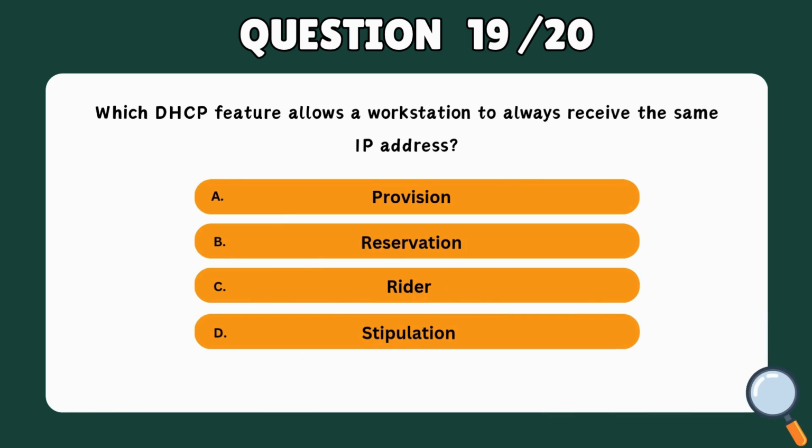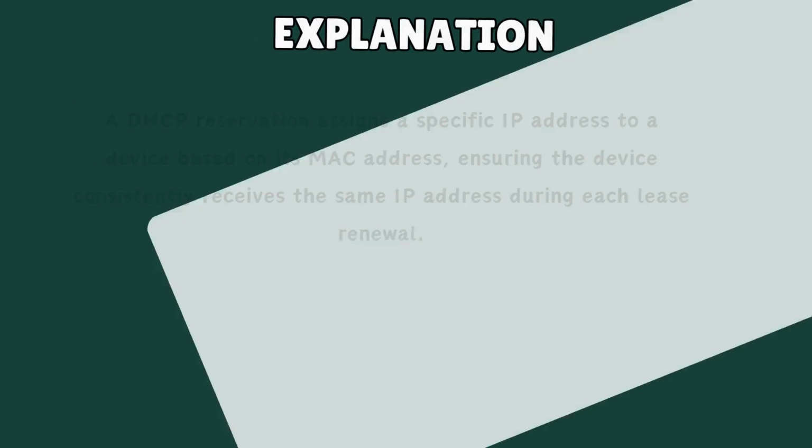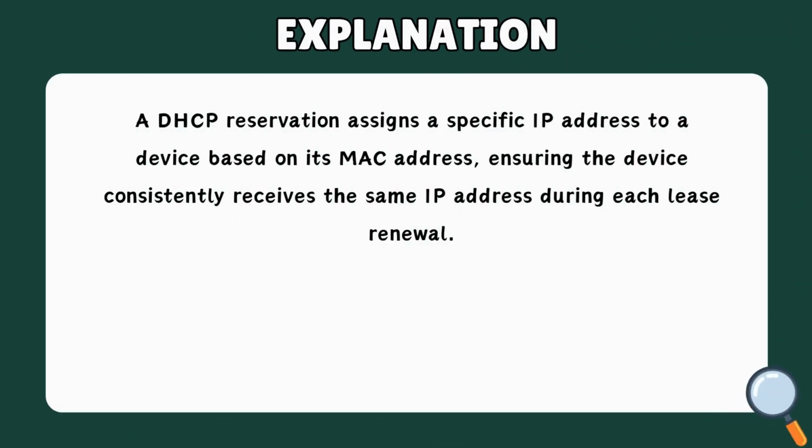Question 19. Which DHCP feature allows a workstation to always receive the same IP address? A. Provision. B. Reservation. C. Rider. D. Stipulation. Correct answer, B. Reservation. A DHCP reservation assigns a specific IP address to a device based on its MAC address, ensuring the device consistently receives the same IP address during each lease renewal.